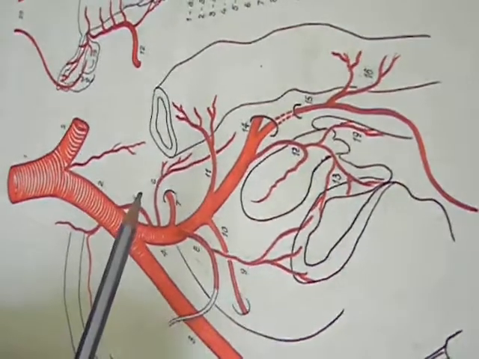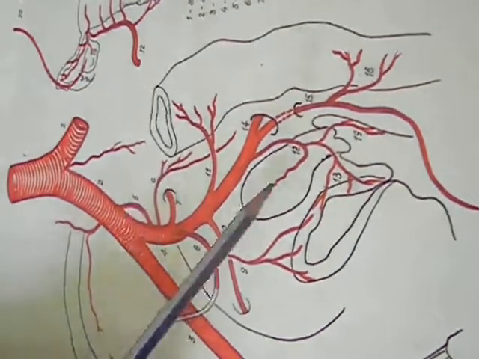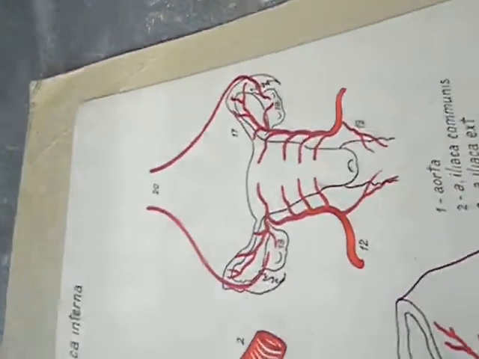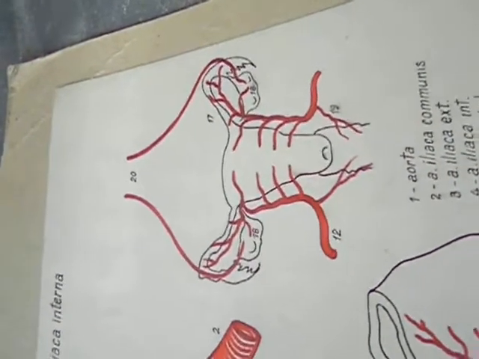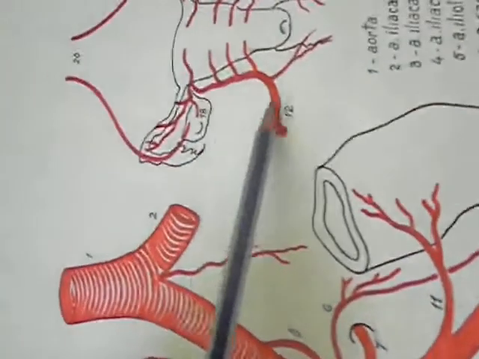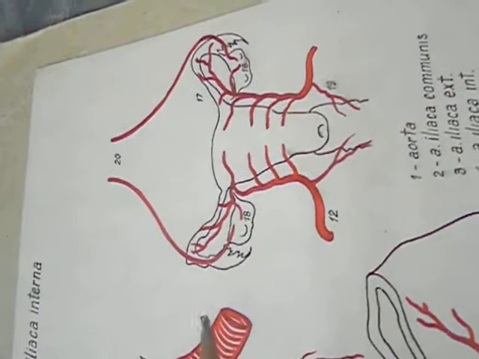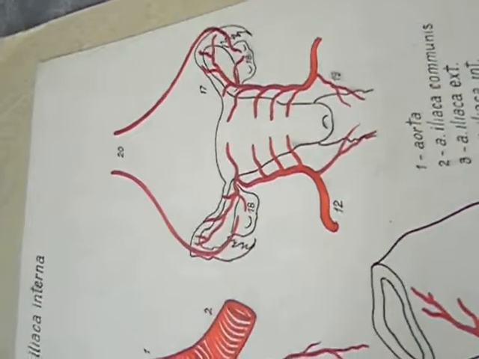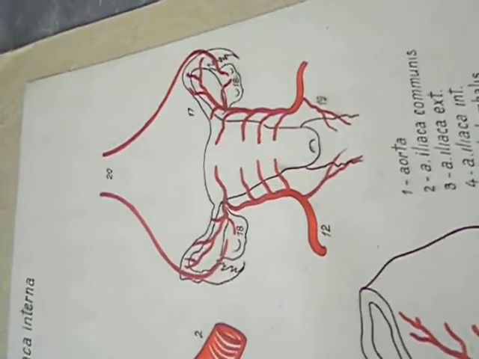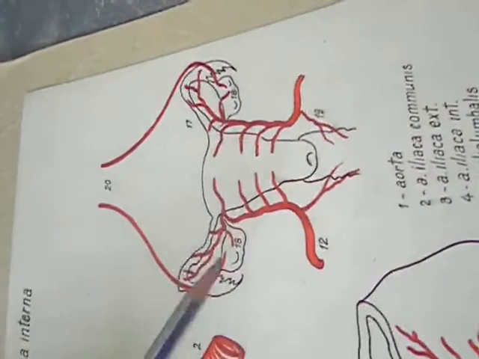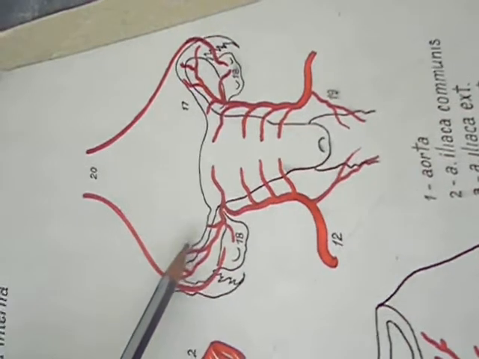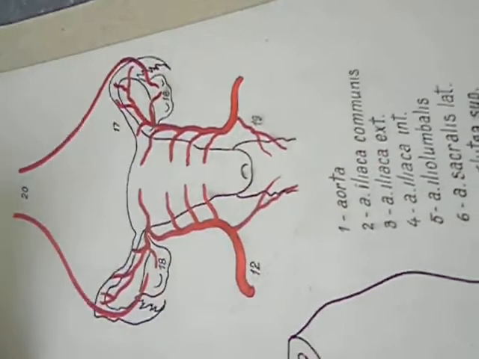Next, you remember in female, in the pelvic cavity, what organs? Uterus, ovary, uterine tubes, and vagina. That is why the internal iliac artery gives 12, uterine artery. You remember, it goes between layers of the mesentery of the uterus. The uterus has a mesentery, and this artery runs between layers of the mesentery of the uterus, and in the mesentery it gives ovarian branches to the ovary, tubal branches to uterine tubes, and vaginal branches to the vagina.